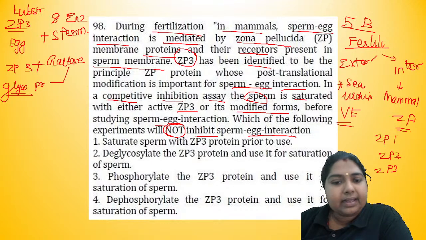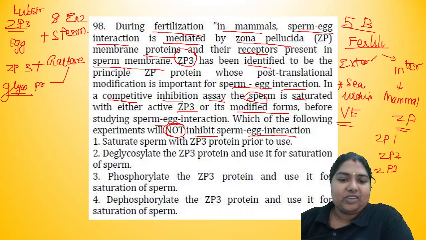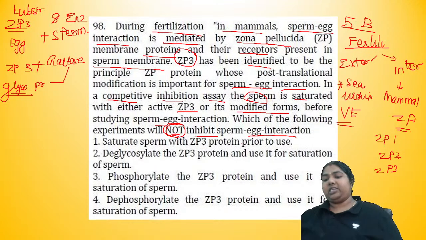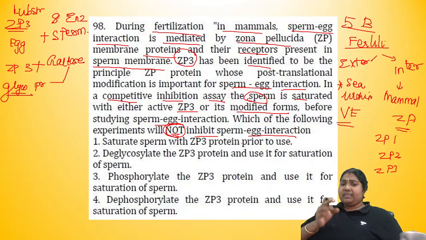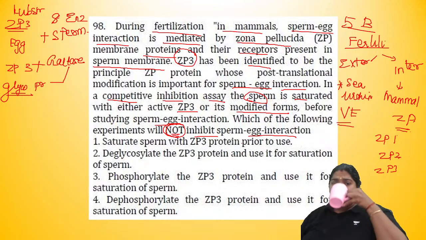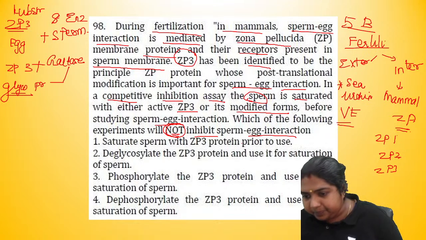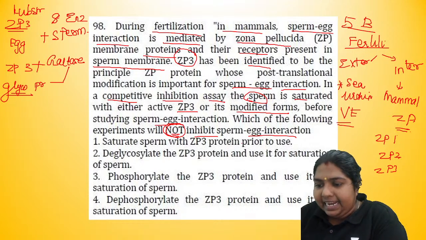Think and answer. You are saturating the sperm with ZP3. You deglycosylate the ZP3 protein and use it. You phosphorylate them and use it. You dephosphorylate them and use it. Which will not inhibit the sperm egg interaction? Only if you listen carefully, you can answer this question. Sayanti, correct.